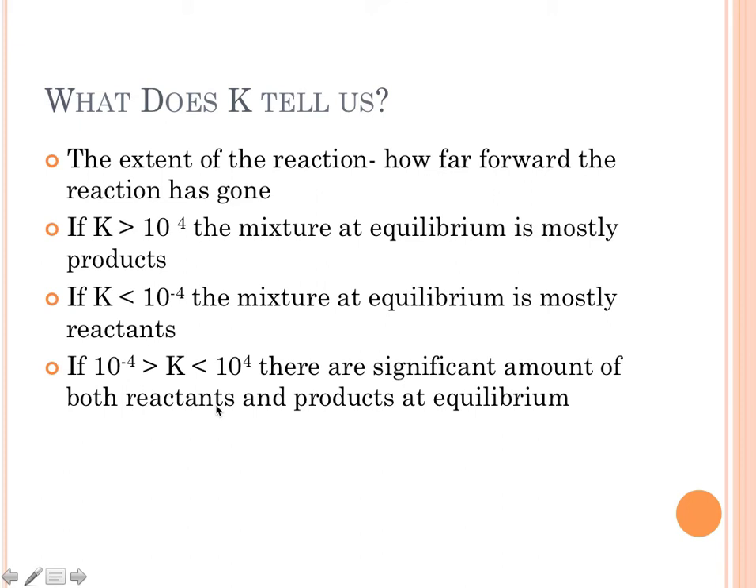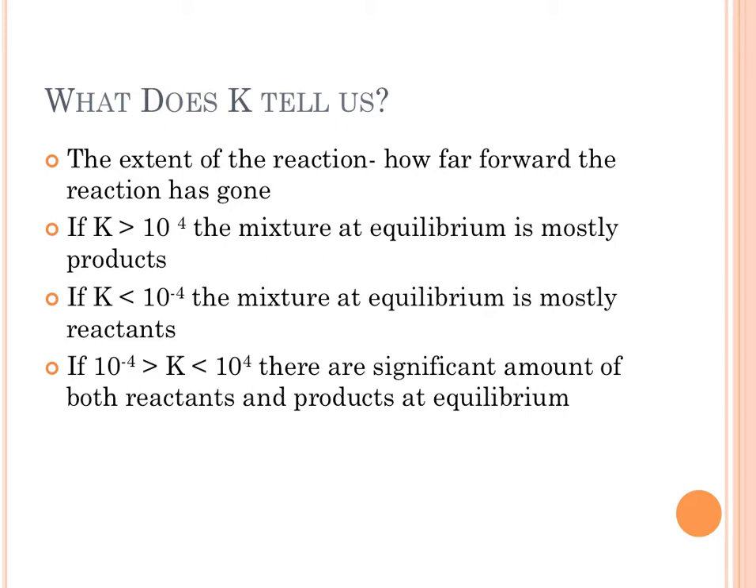Unit 3 Chemistry, Chapter 8, Part 2, looking at K values. If we remember, K tells us the extent of the reaction. It's essentially a simplified concentration of the products over the concentration of the reactants. Remember, when we're actually working it out, it's products to the power of their coefficients over reactants to the power of their coefficients.